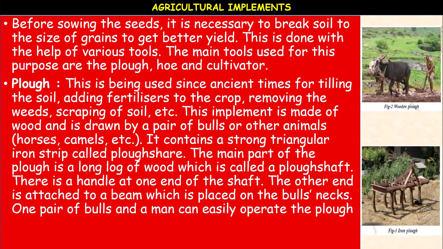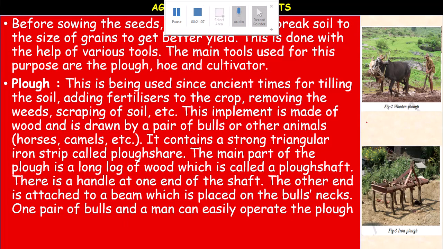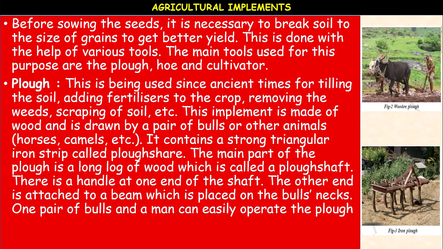Okay. So, this is the plow, you can see here, okay. So, it is attached to a long log of wood which is called a plough shaft. The other end of the plough shaft is attached to a beam. So, this is attached to a beam, okay, which is placed on the bull's neck here, okay. The indigenous wooden plough is now increasingly being replaced by iron plough, okay.